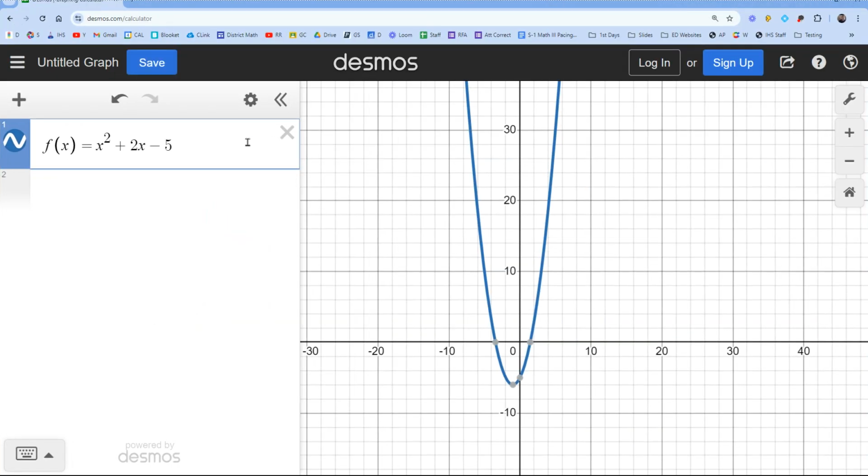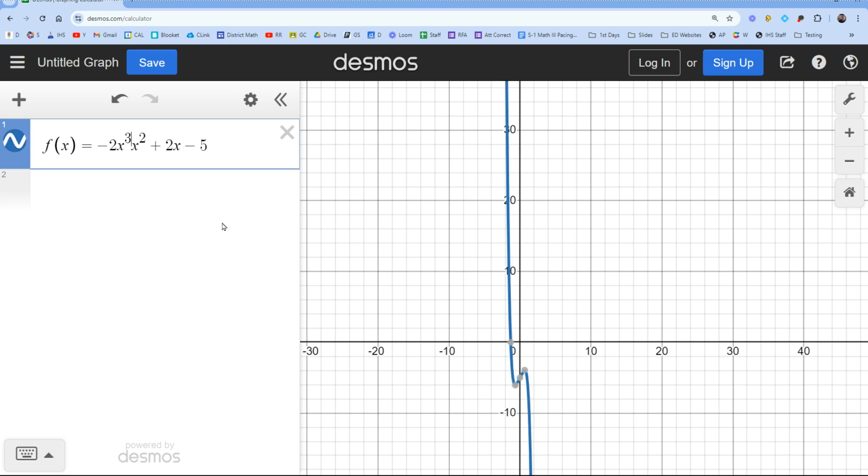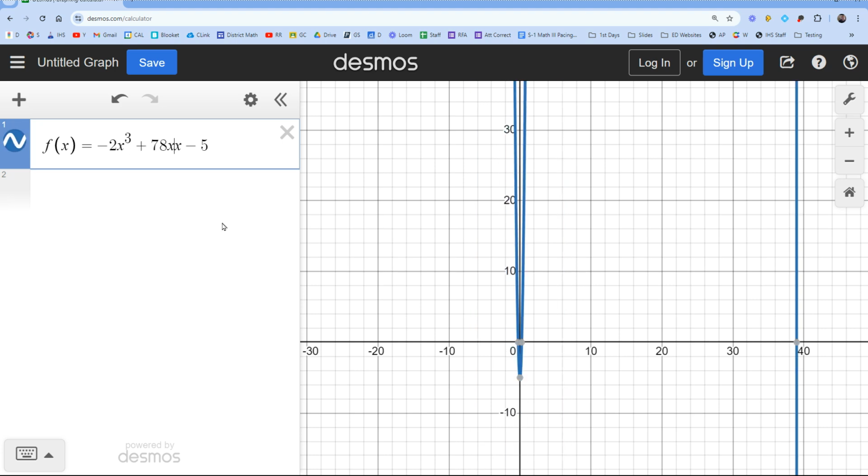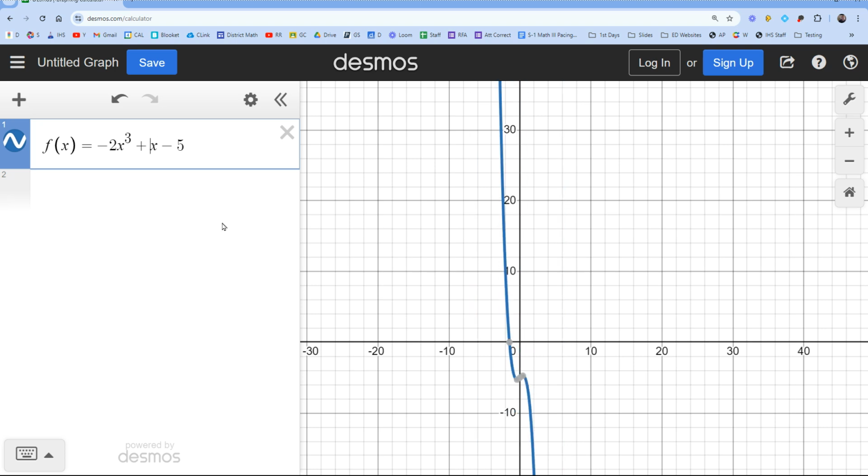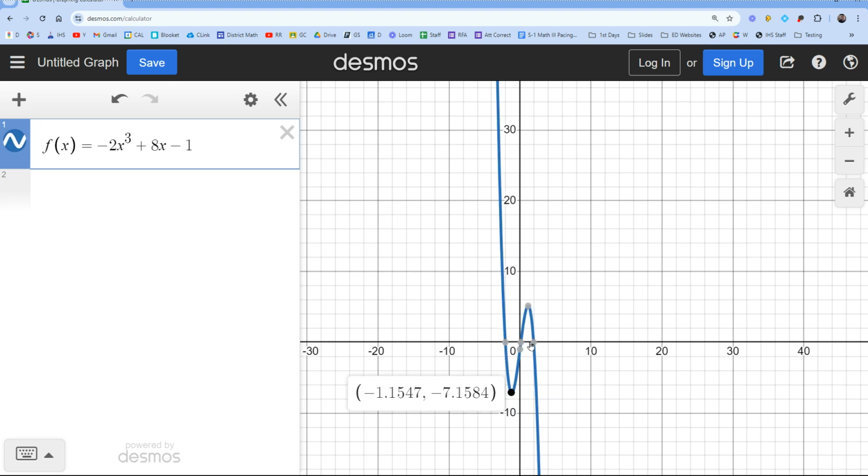So I'm going to go back to Desmos. I'm going to type this in. So this is -2x cubed. Then it's 8x. So -2x cubed, 8x minus 1. Sure, I typed it in right. And then I'm looking at the turning point. So I start there. I'm going to round.